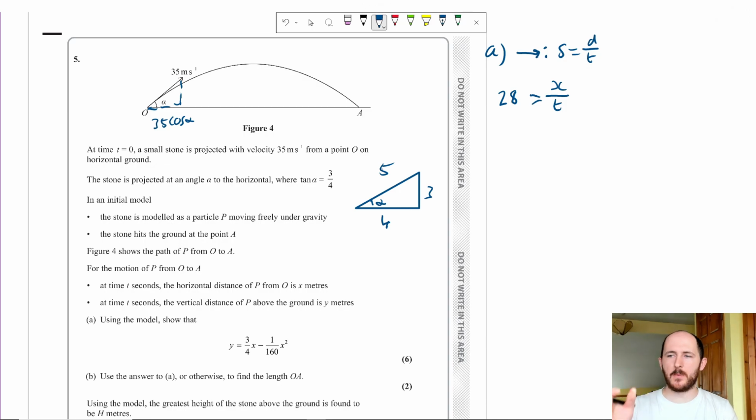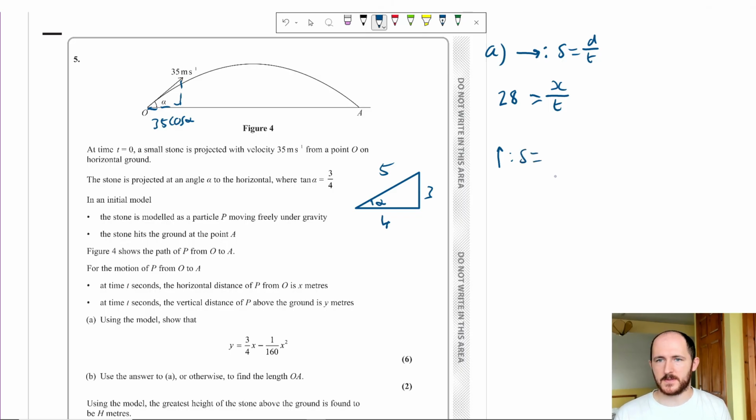Now, I might want to leave this for a second. Some of you that have practiced your projectiles a bit, what's the only variable that's the same between horizontal and vertical? It's the time. So it might be worth rearranging this for time, but let's say we didn't know that. Let's now do vertical.